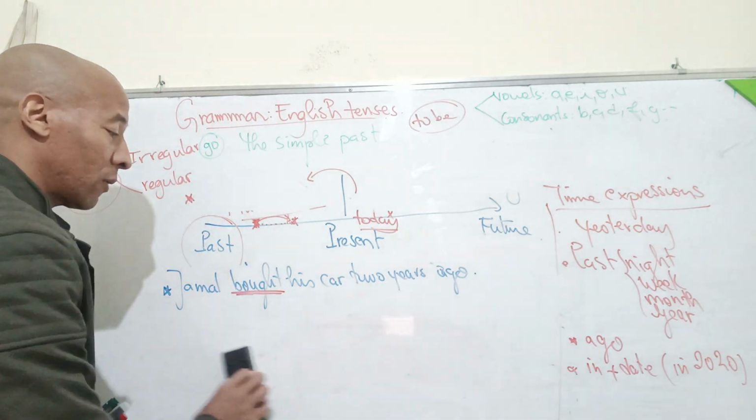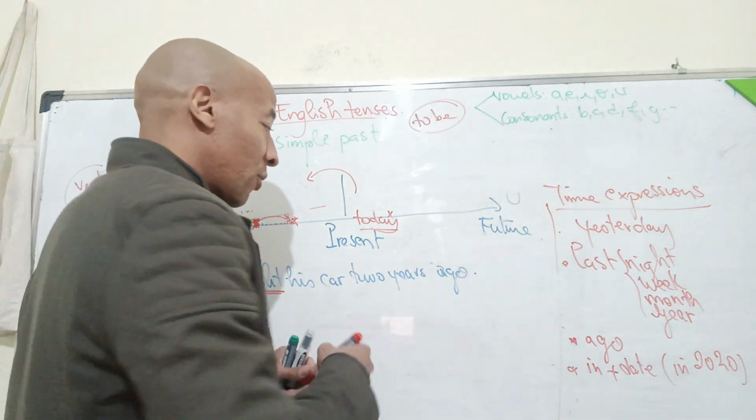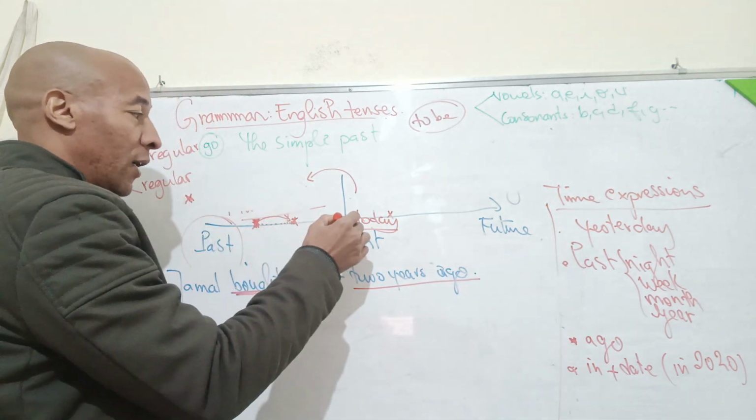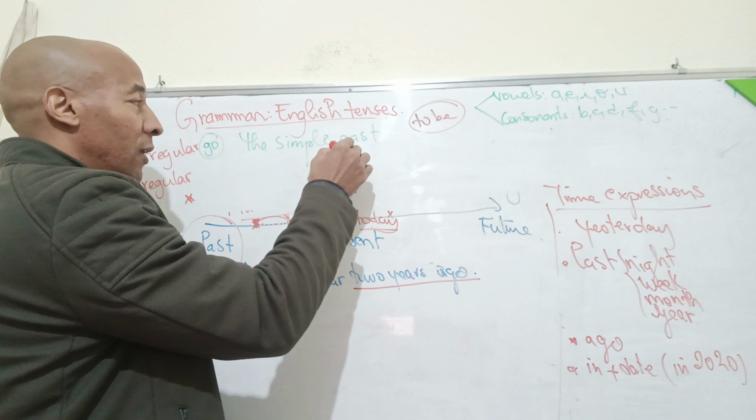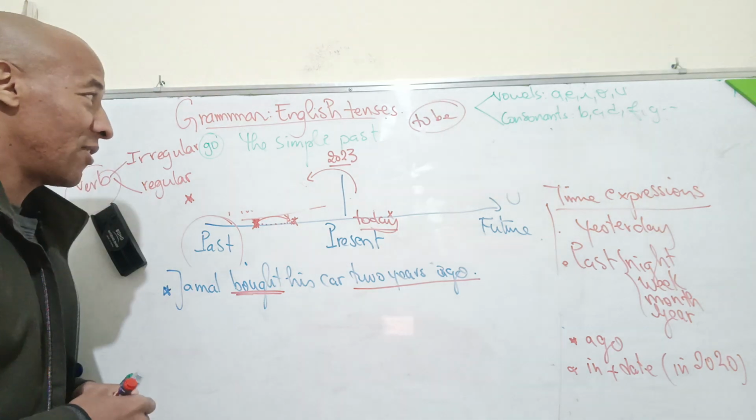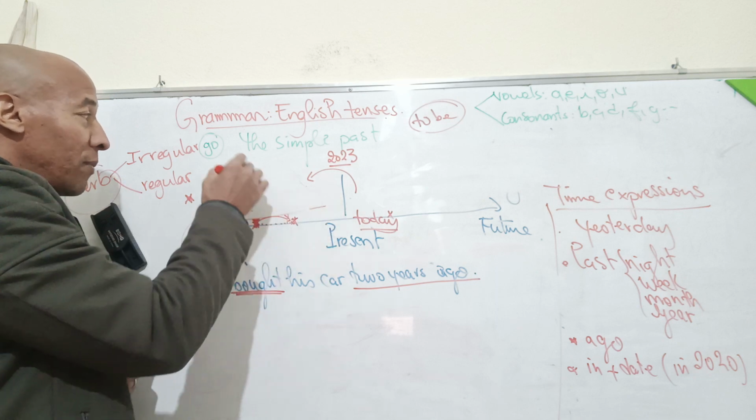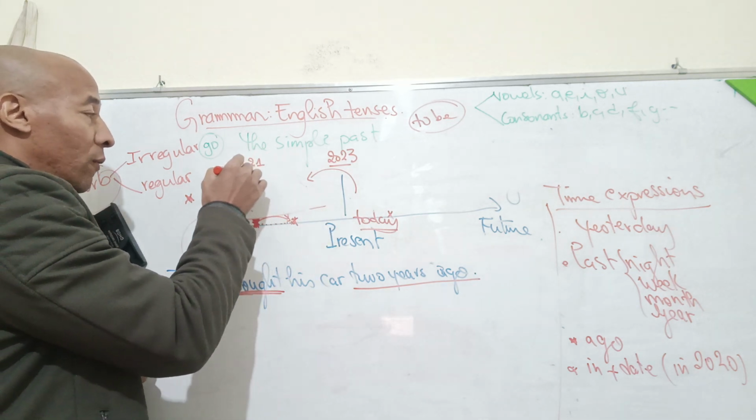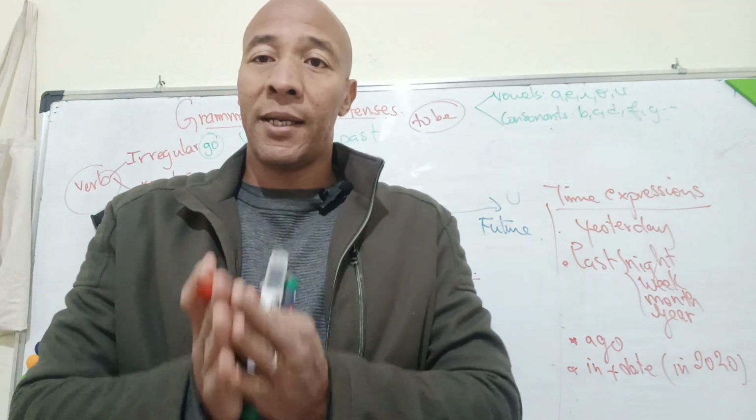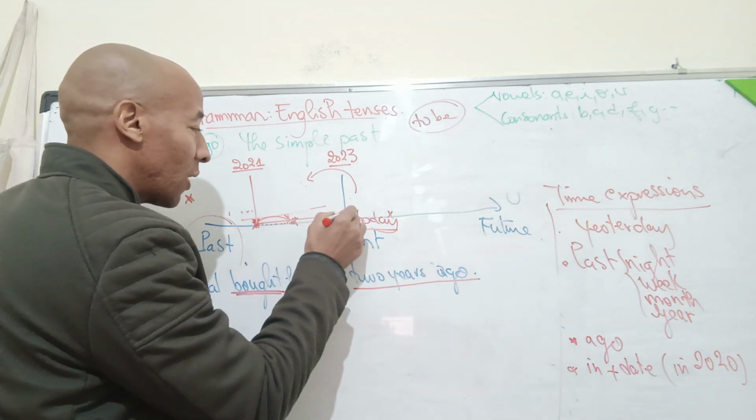So let's go back to our example. Here we say Jamal bought his car 2 years ago. The expression 2 years ago means, let's say we are in the last days of 2023. Now 2 years ago means 2021, right? So when did Jamal buy his car? Jamal bought his car 2 years ago.